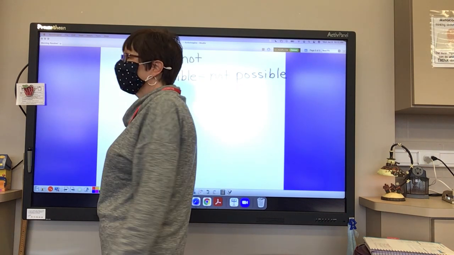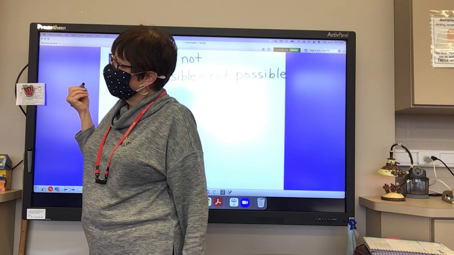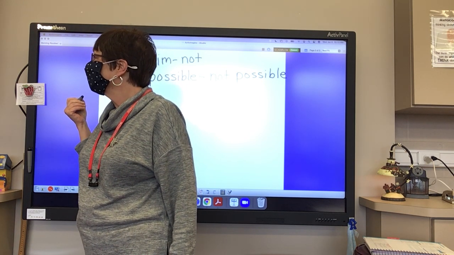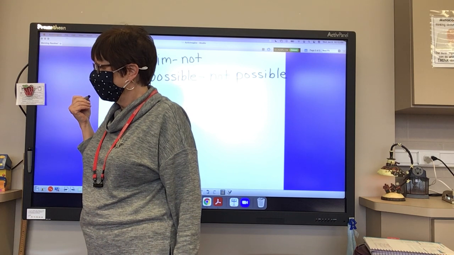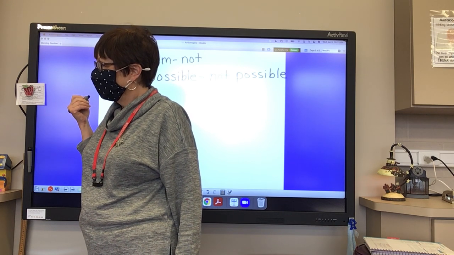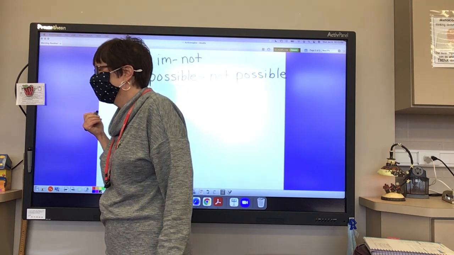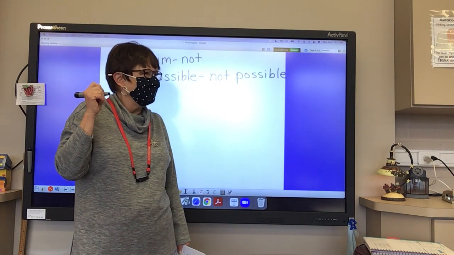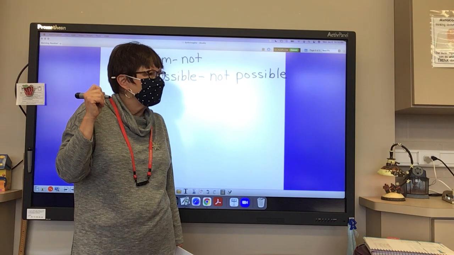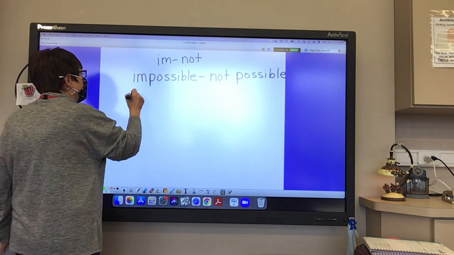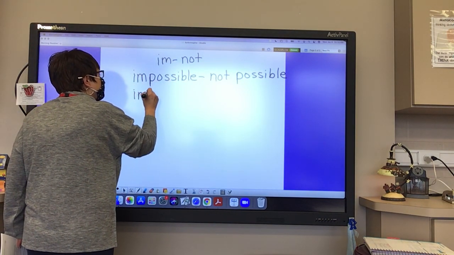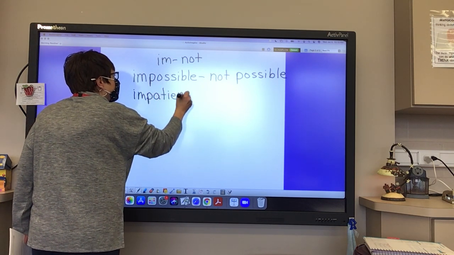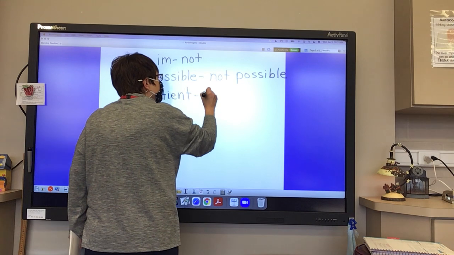Not possible. Avery? Important. Oh, that's kind of a tricky one, because what do you think important means? Not important. But important does mean something's important, right? So that one doesn't quite mean that. Olive? Impatient. What do you think impatient means? Not patient. That one means not patient.